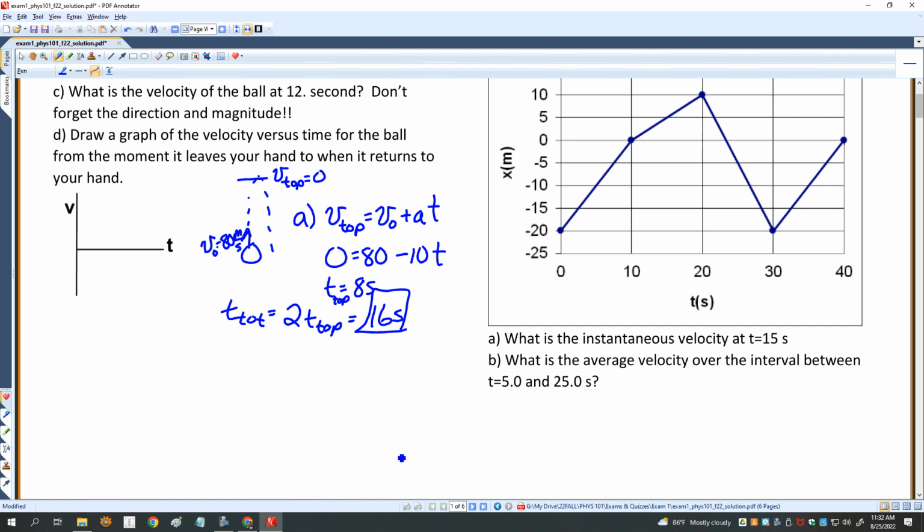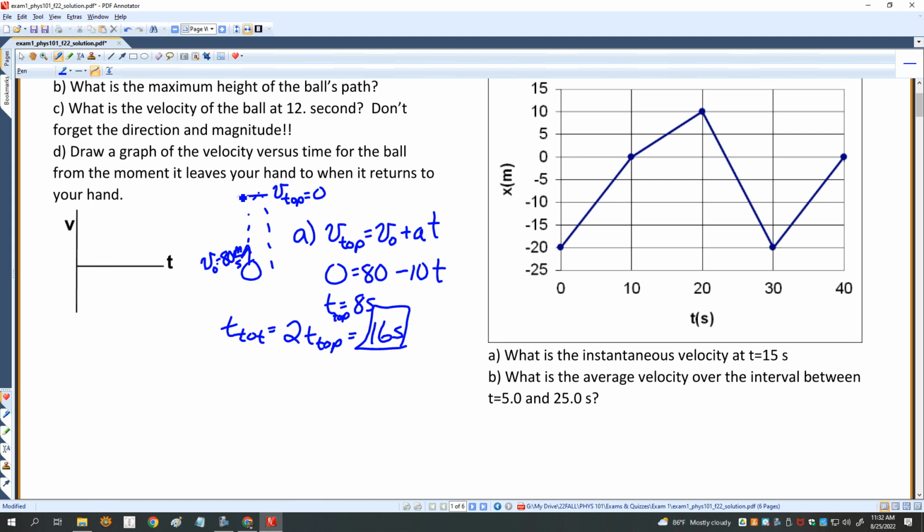I also want to know what is the maximum height. So what is the position up here? Since I already have the time at that location, I can just use this parametric equation, y equals v naught t plus 1/2 at squared. When I say parametric, I just mean that y is an equation as a function of time.